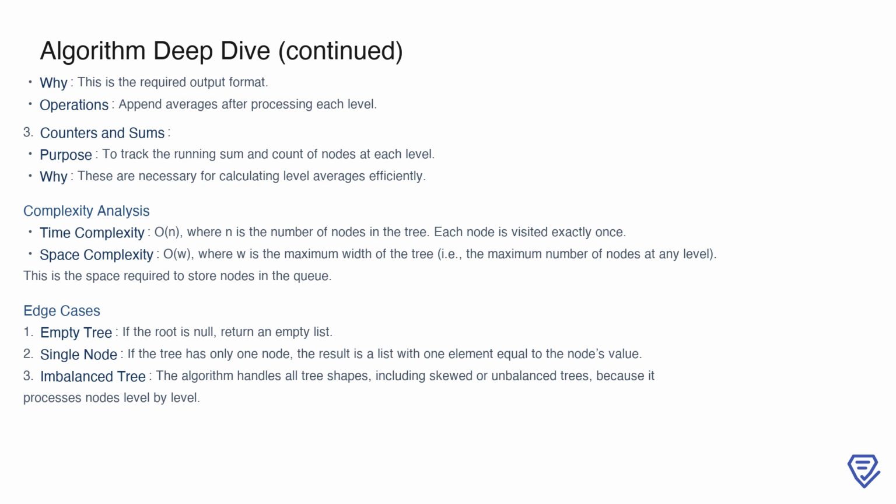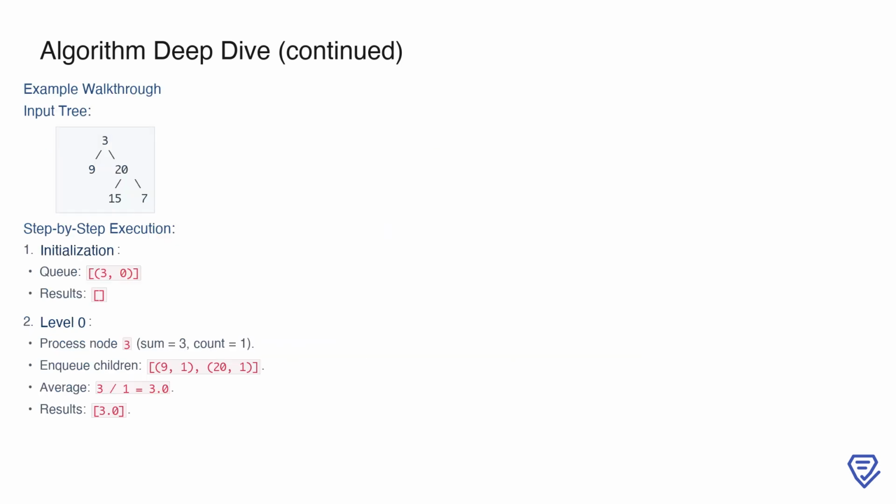The algorithm also handles edge cases gracefully, such as returning an empty list for an empty tree, handling a single node tree correctly, and accommodating all tree shapes, including unbalanced ones, without any modifications. To illustrate the algorithm, consider the following binary tree.